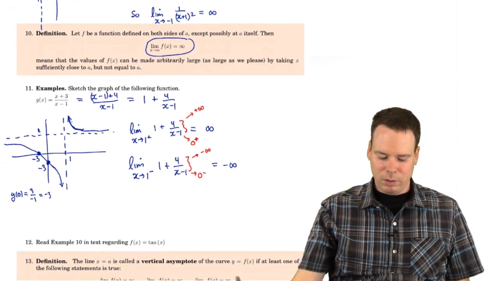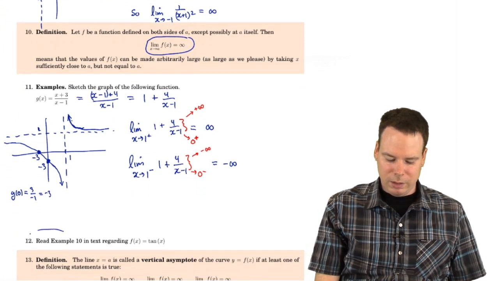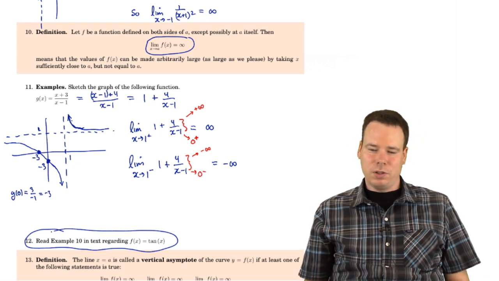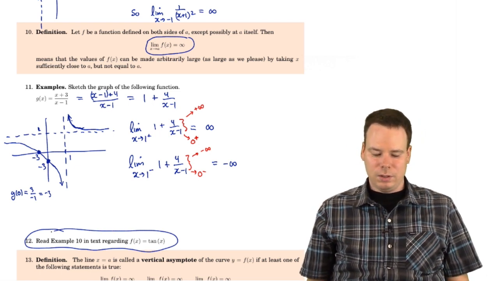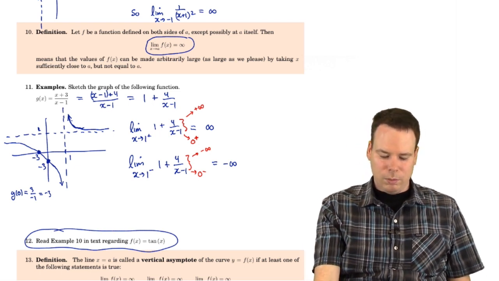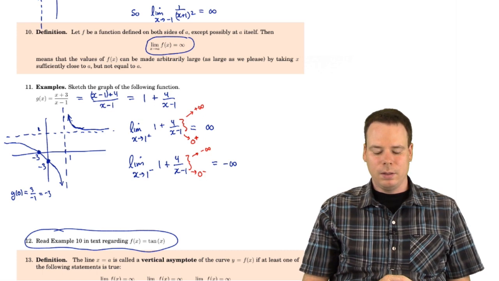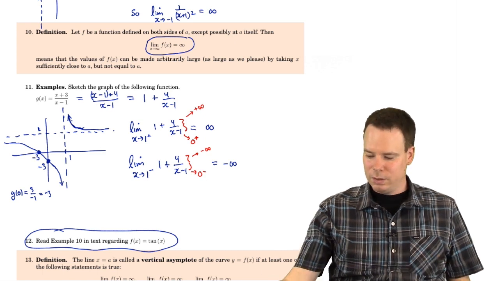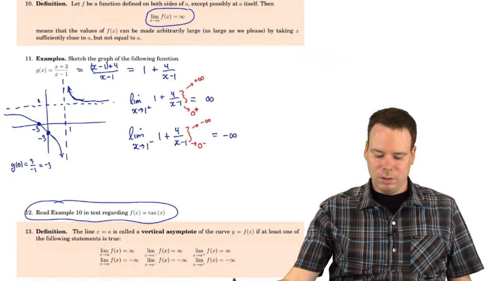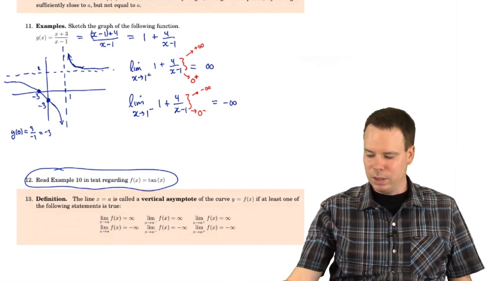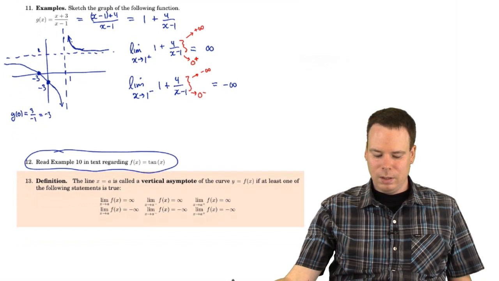As another example, you can look at example 10 in the text, where they discuss the tangent function. The tangent function has this property that there's a whole bunch of these vertical lines where the function seems to be blowing up. These vertical lines are known as asymptotes. The tangent function has infinitely many of these asymptotes, and that's what this example is getting you to look at in the text.